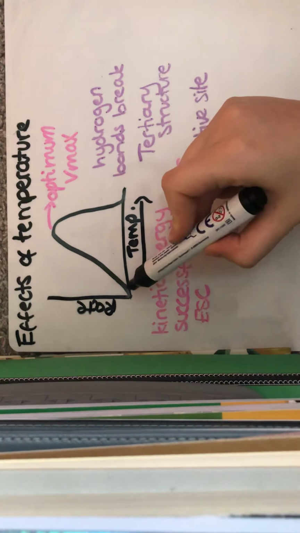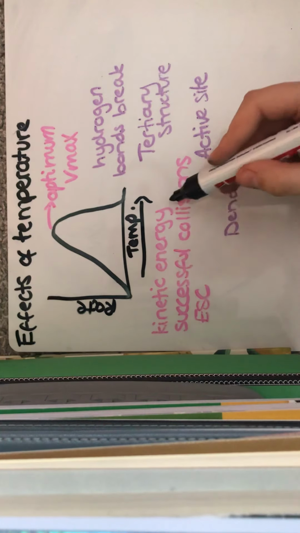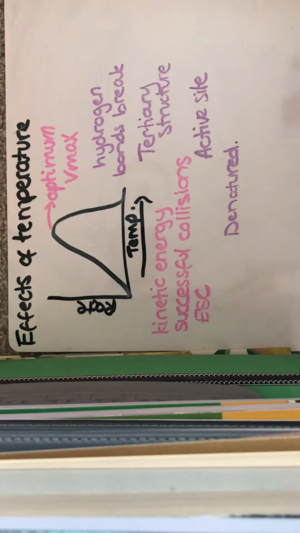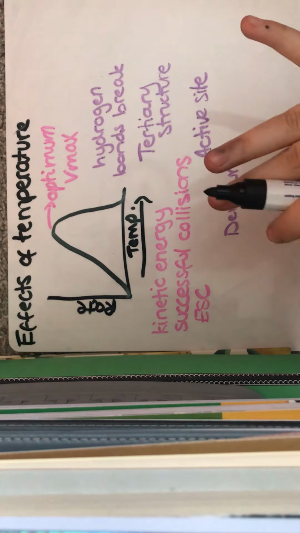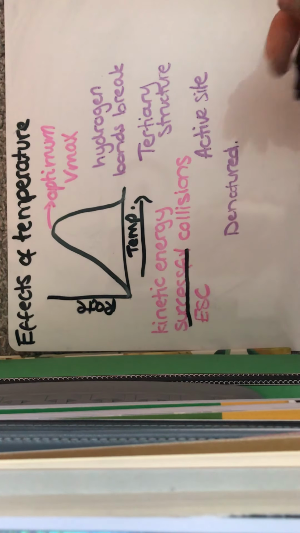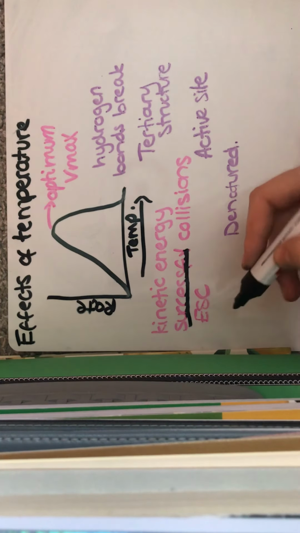So at first, as we're increasing the temperature, we're increasing the kinetic energy. And by increasing the kinetic energy, there's going to be more movement between particles. So that's going to increase the rate of collisions. But we can't just say collisions. We've got to say that they are successful collisions. And what we mean by successful is that there are more enzyme substrate complexes being formed.